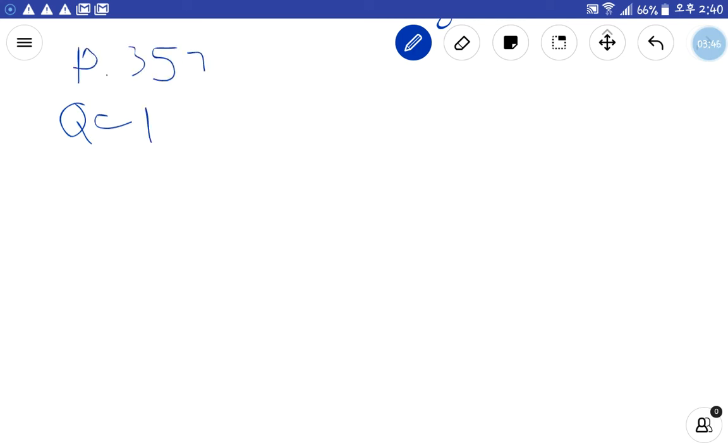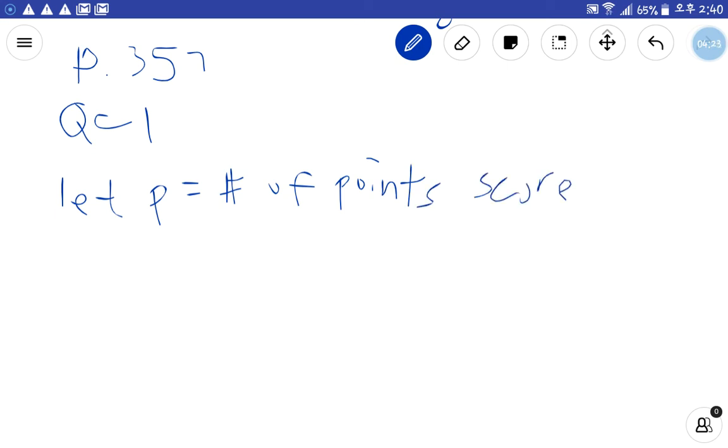Alright, so we're going to work on page 357. Quick check 1. One basketball team defeated another by 13 points. The total number of points scored by both teams was 171. Solve the equation p plus p minus 13 equals 171 to find the number of points p scored by the winning team. So in this case, they set up p for the number of points scored by the winning team.